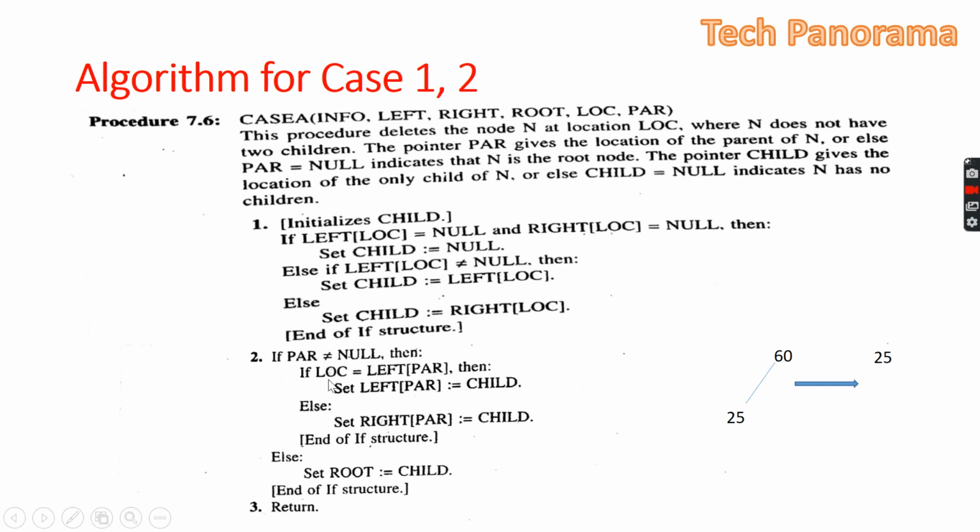Otherwise, we will check whether the location that we are going to delete is the left of the parent or the right of the parent. If the location, like 75, is the right of the parent, then the right of the parent will become the child. Otherwise, the left of the parent will become the child, right?